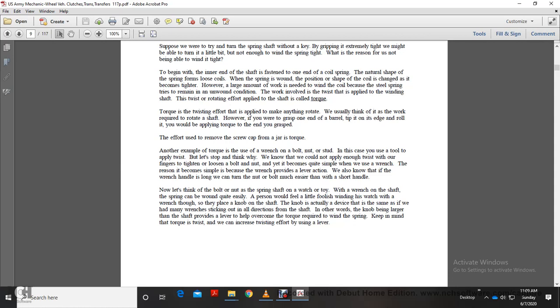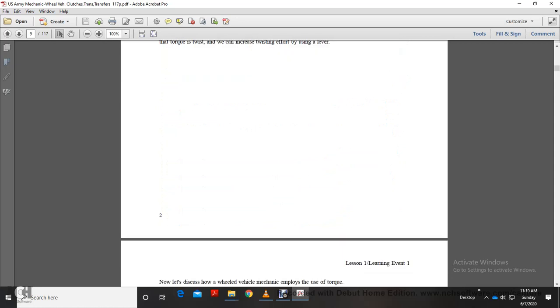A person would feel a little foolish winding a watch with a wrench through it, and so they place a knob on the shaft. The knob is actually the same device as if we had wrenches sticking out in all directions from the shaft. In other words, the knob being larger than the shaft provides a lever to overcome the torque required to wind the spring. Keep in mind the torque is twist, and we increase the twisting effort by using a lever.